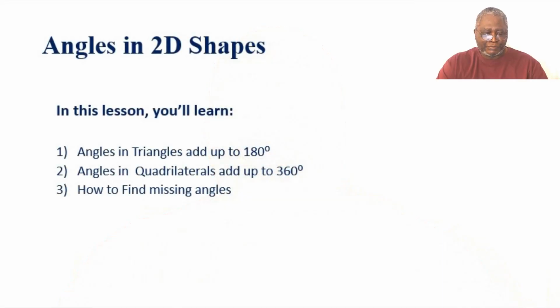In this lesson, you'll learn angles in triangles add up to 180 degrees. You'll also learn that angles in quadrilaterals add up to 360 degrees. And you'll learn how to find missing angles. By the way, this is lesson 9 of part 2 on measuring.